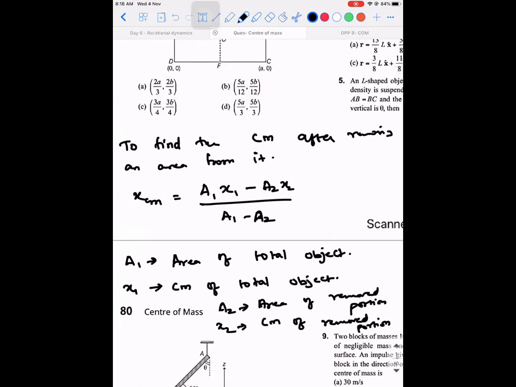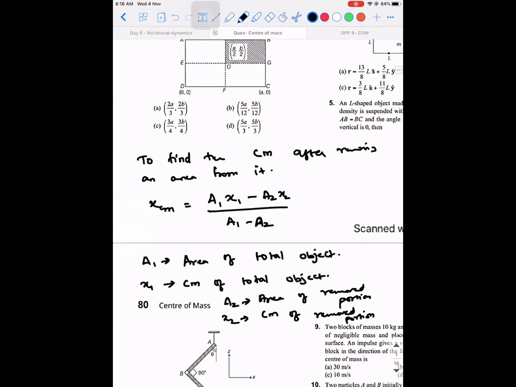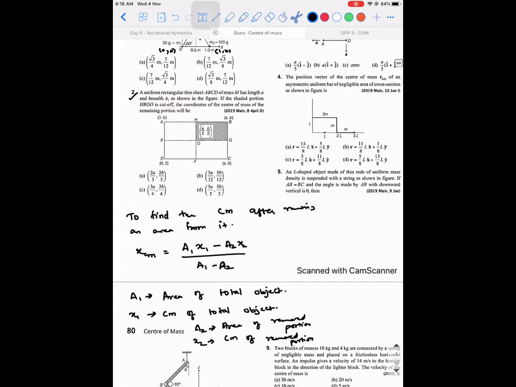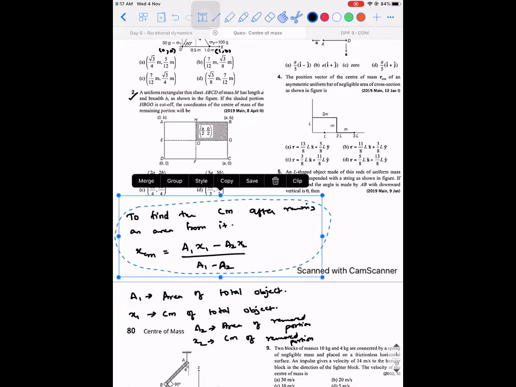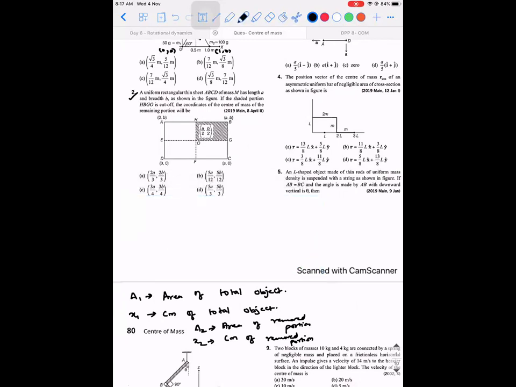So if you guys have made a note of it, I'll explain how to do this problem. Noted, sir. Okay. So similarly, if you want to find the y coordinate, you need to do the same thing. A1, y1, a2, y2, all those things. This is a rectangle, right? So what are the dimensions of the rectangle? A, and this part is B. So A1 is how much? You guys tell me. A1 is the area of the total object. That is AB. What is A2?